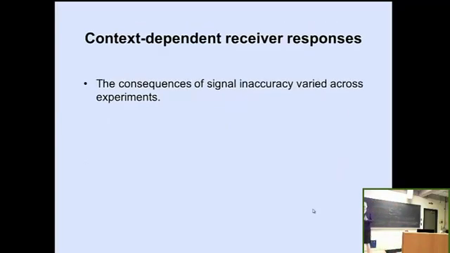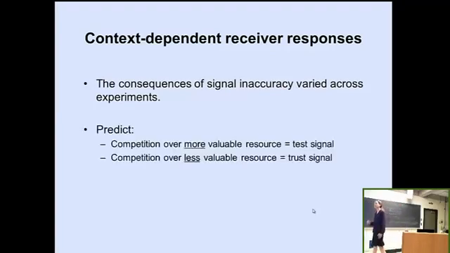So we already have some evidence that responses to signals are context-dependent. We found that the consequences of signal inaccuracy varied across experiments. But I thought it would be nice to test context-dependent receiver responses within a single experiment. And what we predicted is that during competition over more valuable resources, receivers should test the signal. And during competition over less valuable resources, receivers should trust the signal.